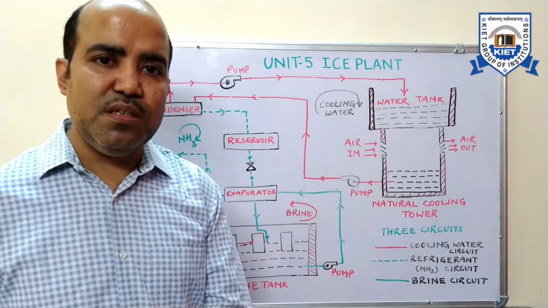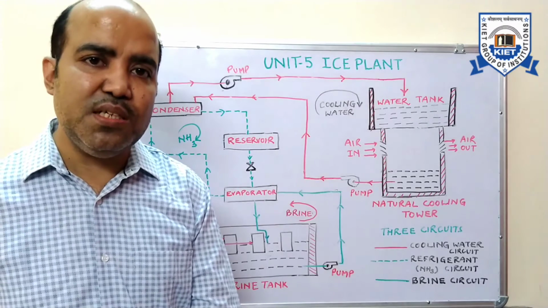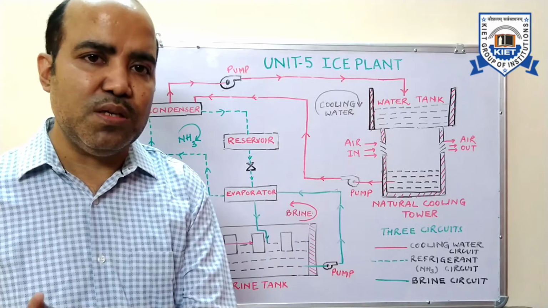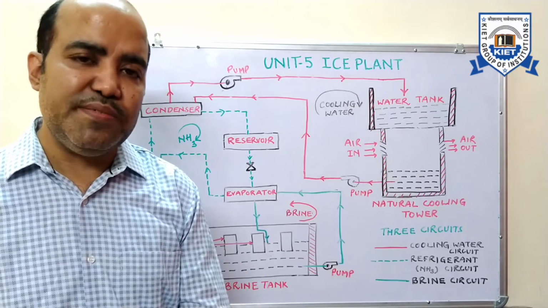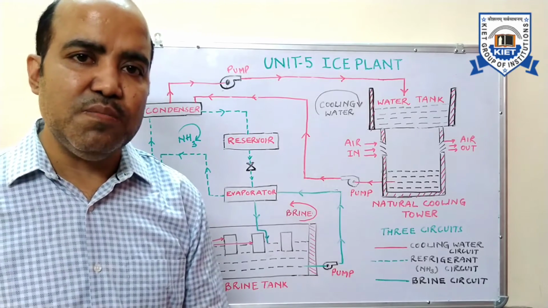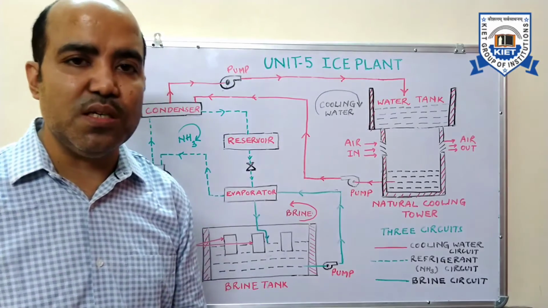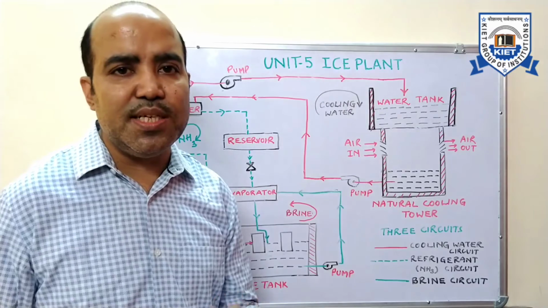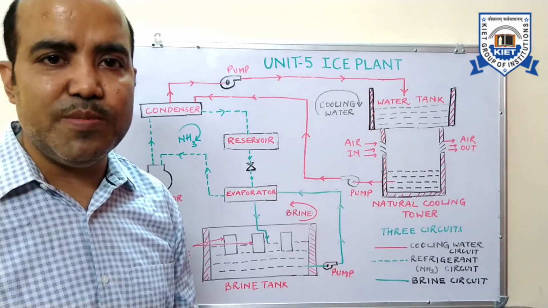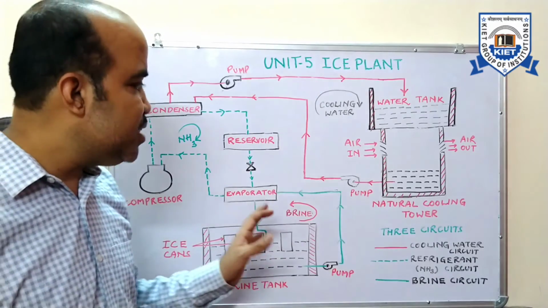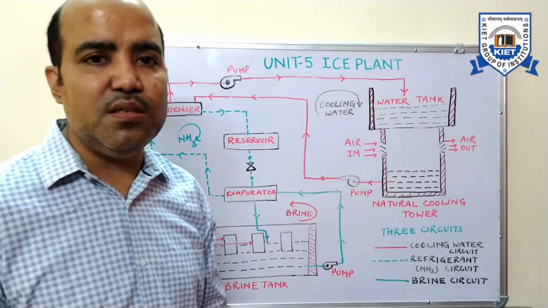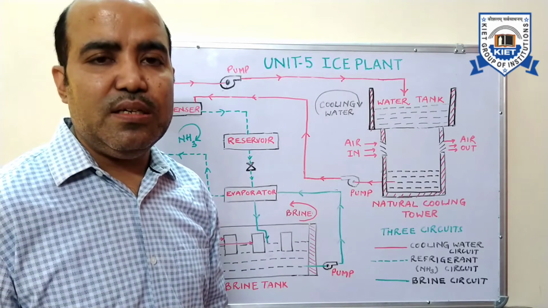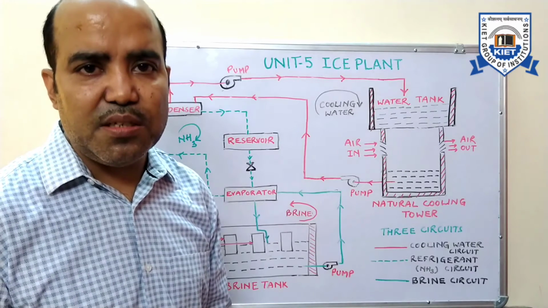But in your domestic refrigerator you will find that there is only one refrigerant, R134A or maybe R12 or R22, whatever may be the refrigerant. Nowadays you will find R410A also. So what I mean to say is that only one refrigerant is there in the domestic refrigerator, whereas in case of the ice plant we have two refrigerants. One of them is called the primary refrigerant and another one is called the secondary refrigerant.